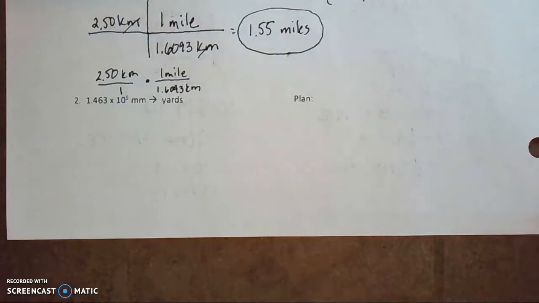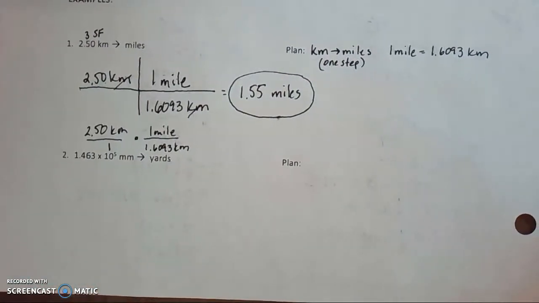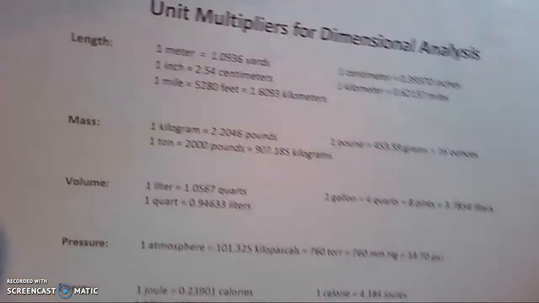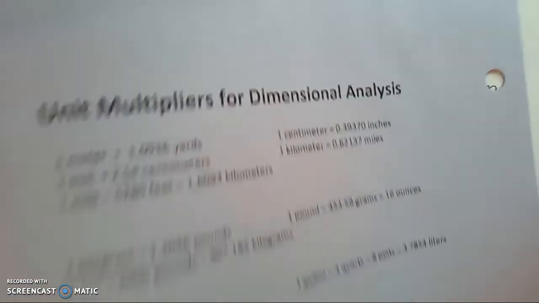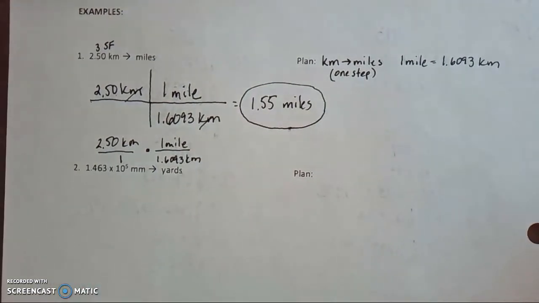In this video, we're going to look at a few more examples of dimensional analysis. We looked at our first one, which was a one-step conversion. You need to have your purple sheet with this side and this side in order to do this, and a calculator. If we look at our second example, here we're given 1.463 times 10 to the 5th millimeters.